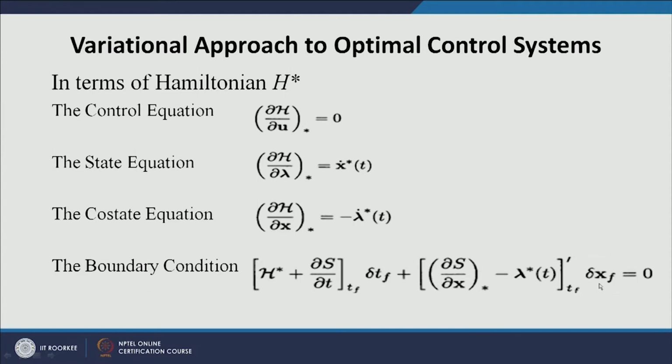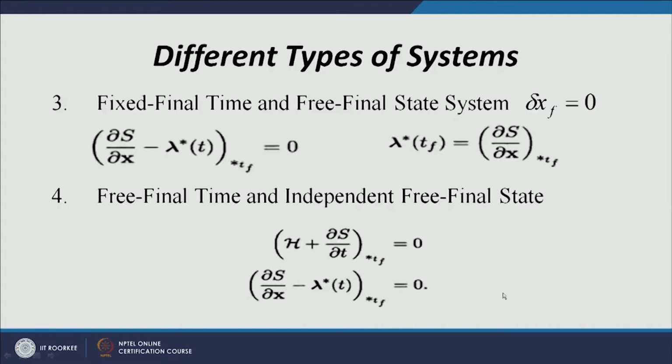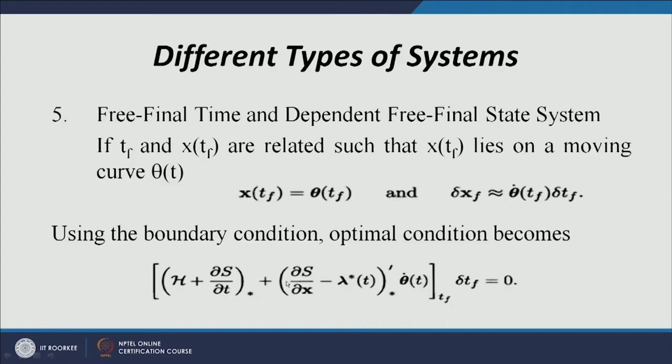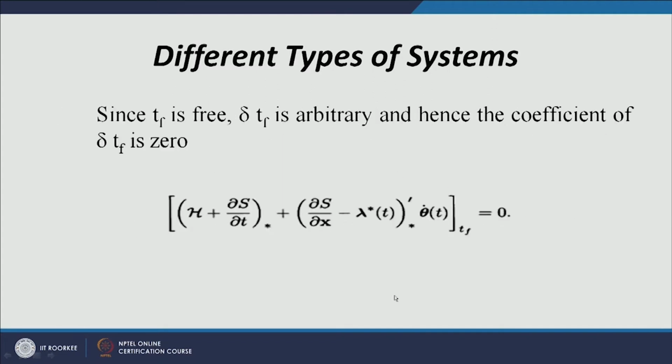I am replacing delta xf as theta dot of Tf, and if I club this, my terminal condition comes out to be h plus del s by del t plus del s by del x minus lambda star t theta dot t, times delta Tf, equal to 0. Delta Tf is arbitrary, so the coefficient of this will be equal to 0 to get my final condition.